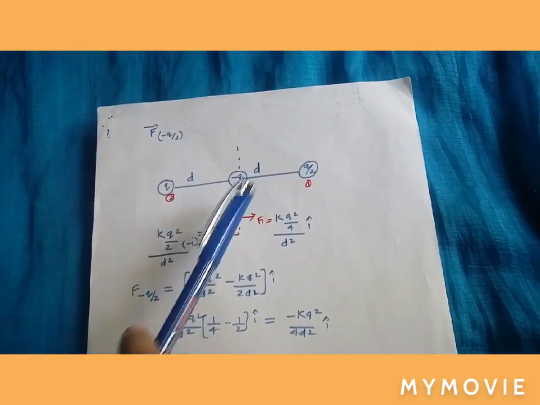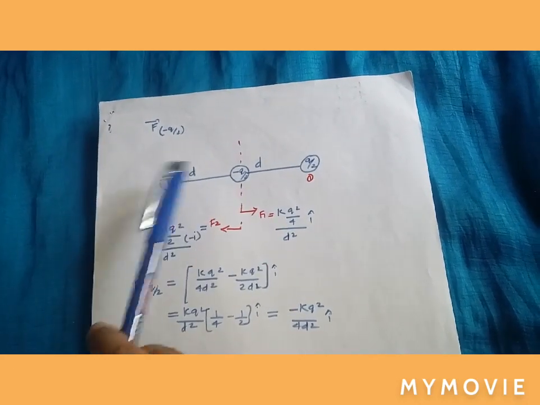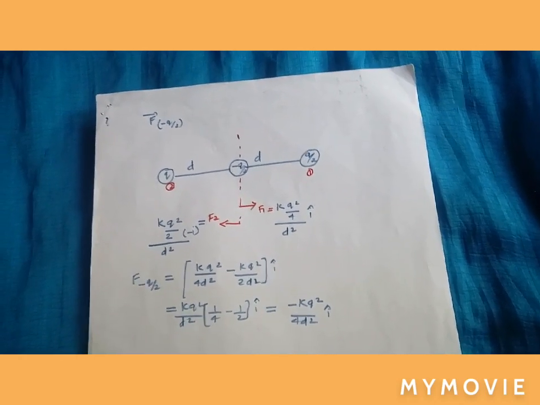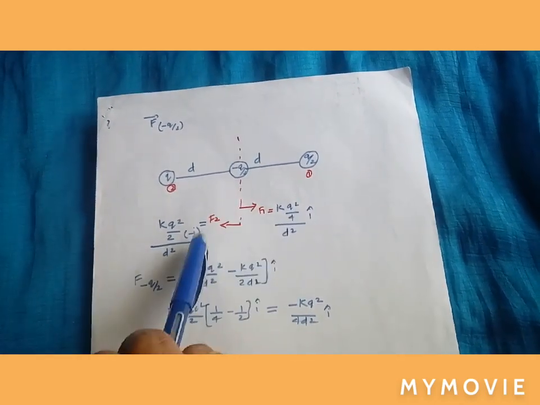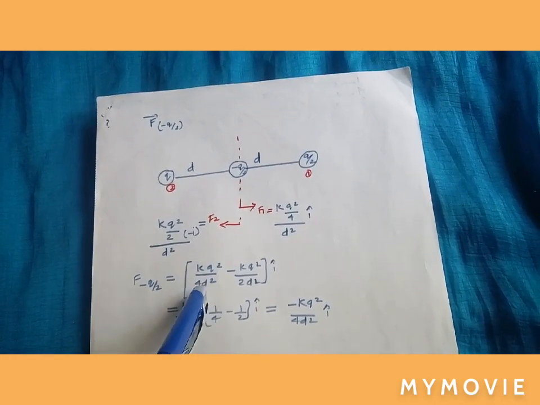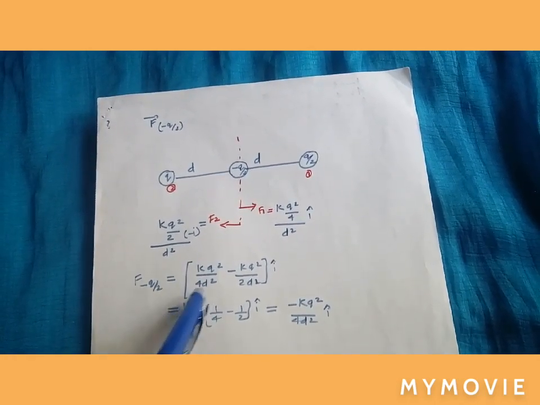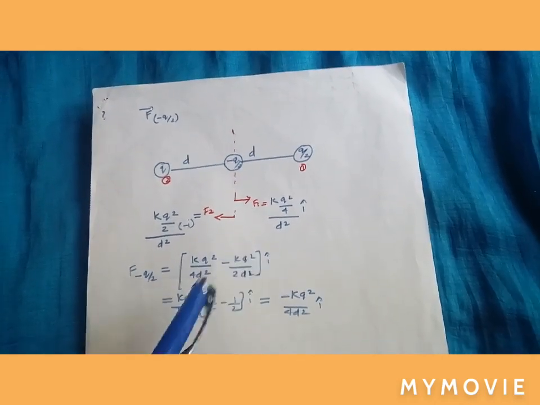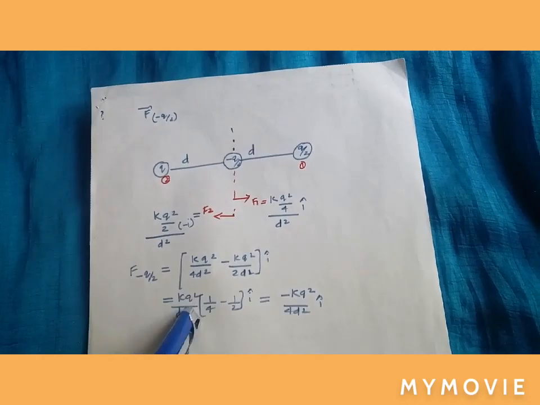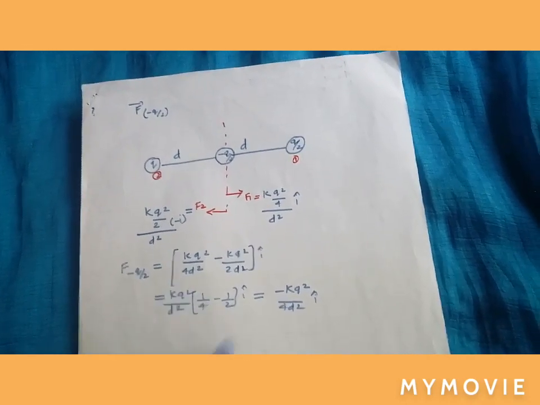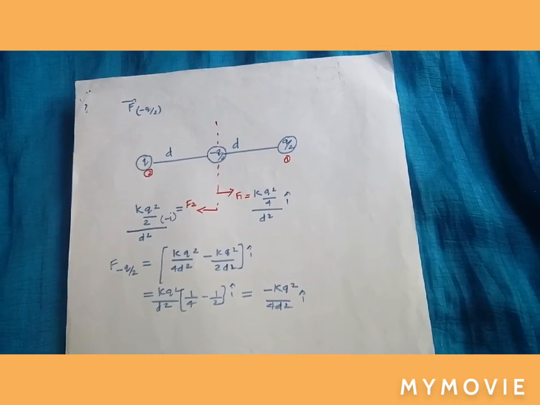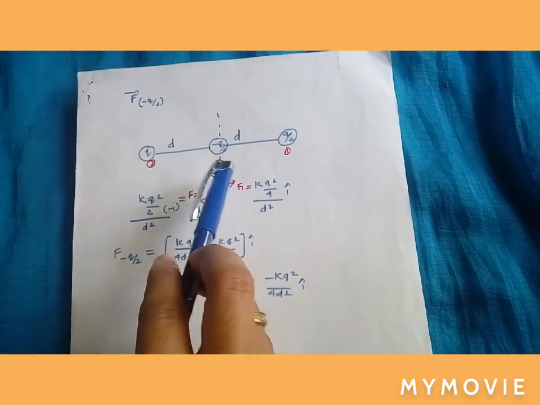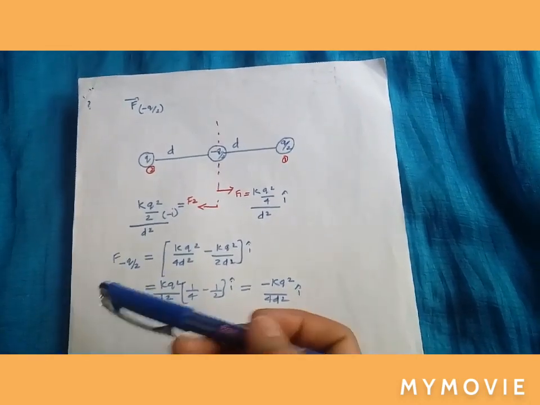We do not consider the negative sign on charges, we just find whether it is attractive or repulsive and the direction only. And F on minus q by 2 is the resultant of these two, so minus k q square divided by 4d square minus k q square divided by 2d square into i cap. k q square by d square is common, into 1 by 4 minus 1 by 2, i cap, that is equal to minus k q square divided by 4d square i cap. That is the resultant force on the minus q by 2 charge, towards the left.